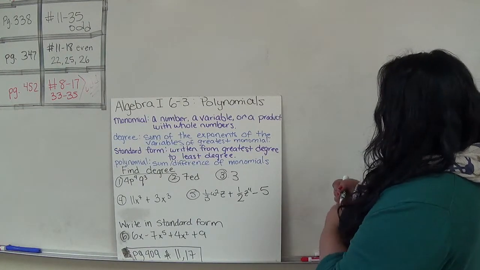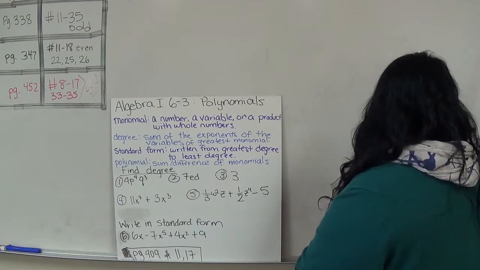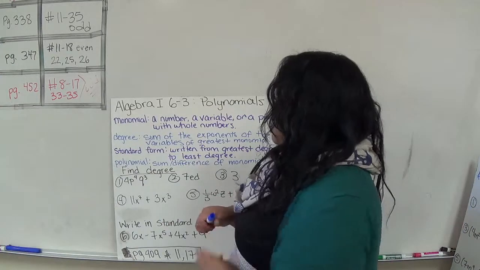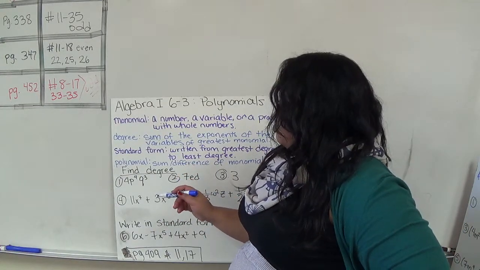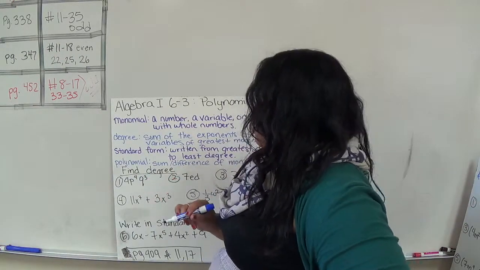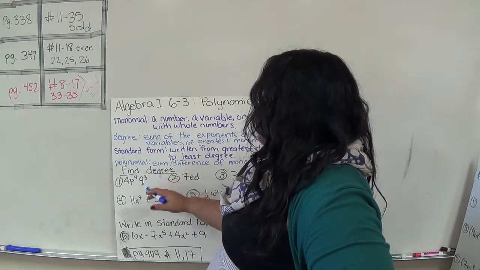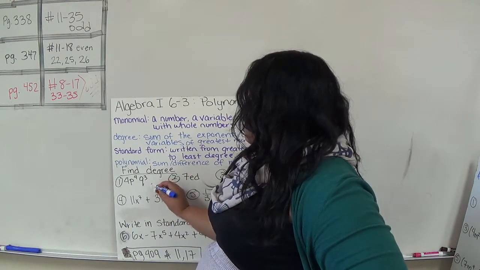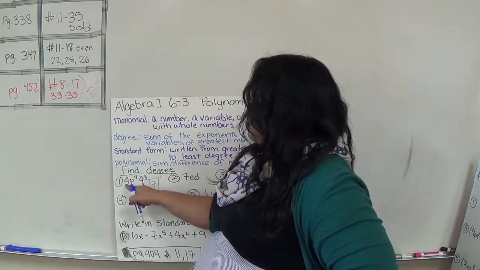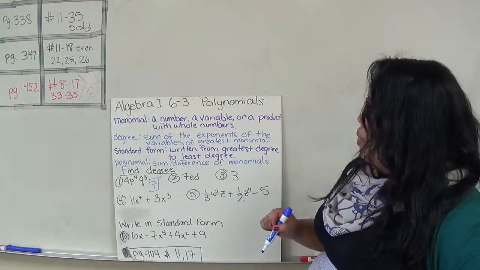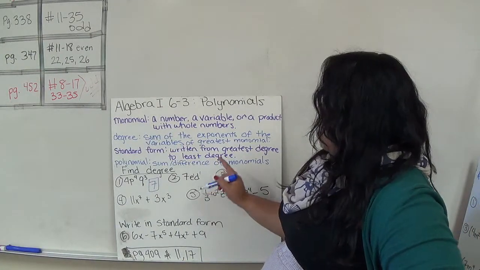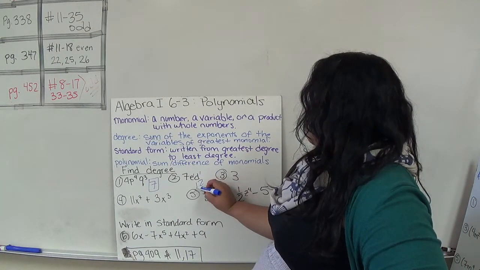We're focusing, when we're looking at degrees, on only the powers, okay? So we have the power of 4, and the power of 3. So 4 plus 3 would be 7, so the degree would be 7. Again, we're not looking at the numbers here, we're looking at the degrees of the variables. This one is 1, and this one is 1. If there's no power, we're assuming it's 1, so this is the degree of 2, okay?